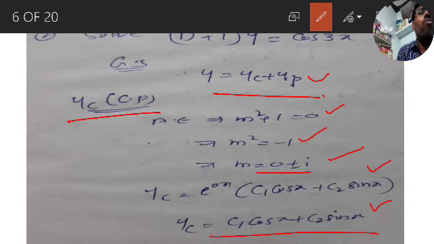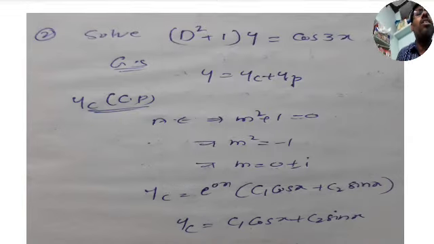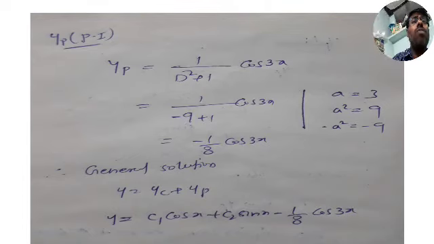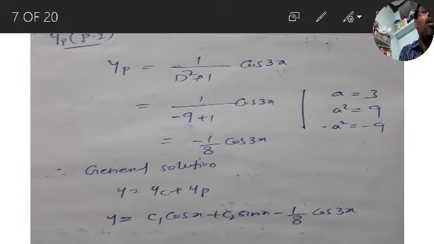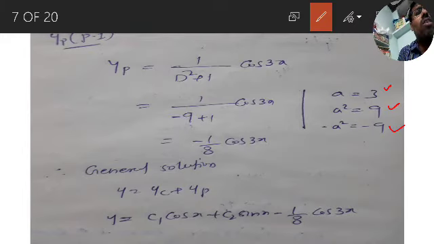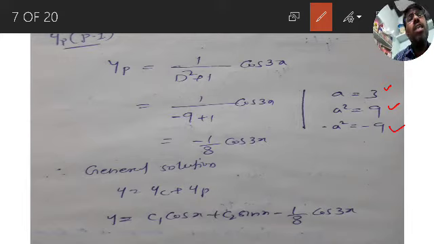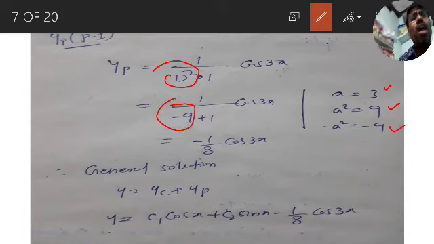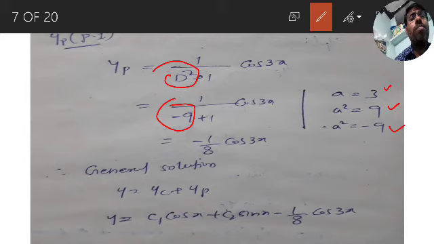Now let us try to find yp. What is yp? The yp is 1 by D square plus 1 of cos 3x. What is a? a is equal to 3, a square is equal to 9 and minus a square is equal to minus 9. Replace D square by minus 9. So 1 by minus 9 plus 1 of cos 3x is minus 1 by 8 cos 3x.